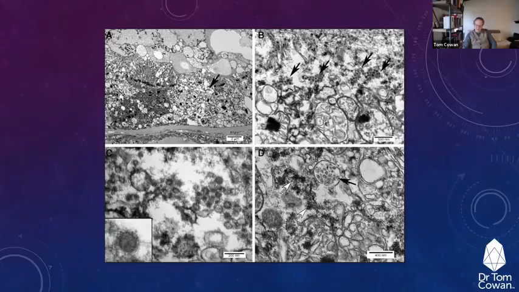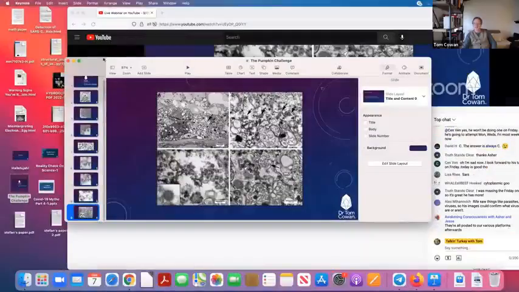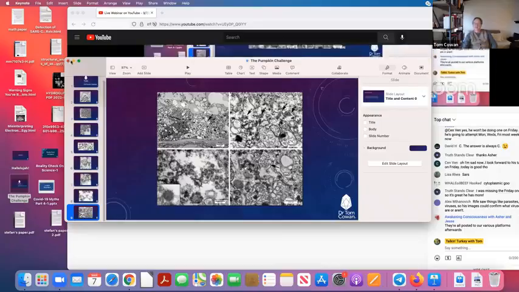So the question is, how many did you get right? Now, I'm going to be mean and not tell you the answer here because I'm hoping to show this to, as I said, some virologists or electron microscopists and see how many they get right. And I think that would be very interesting.